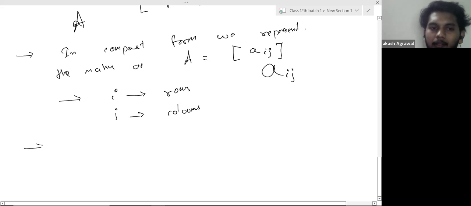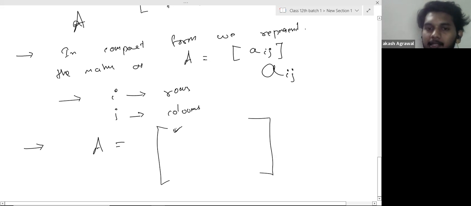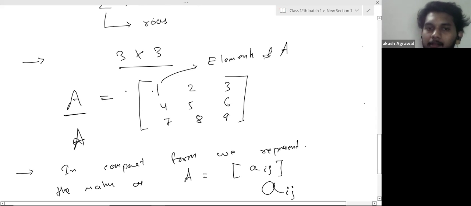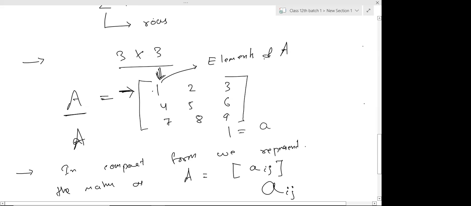So if you have a 3 by 3 matrix, then this element is in the first row and first column. Look at this matrix. This one is in the first row and in the first column. So 1 will be A11.